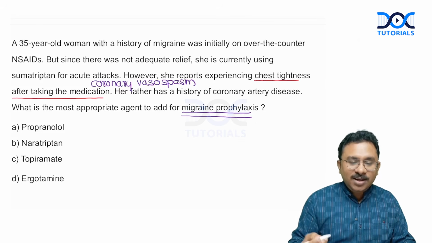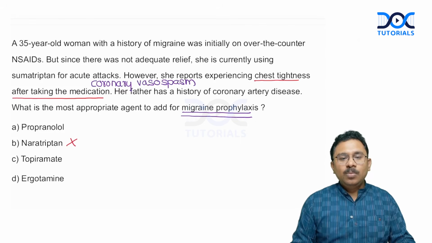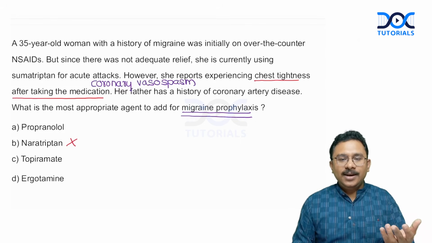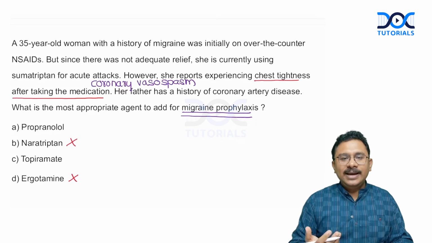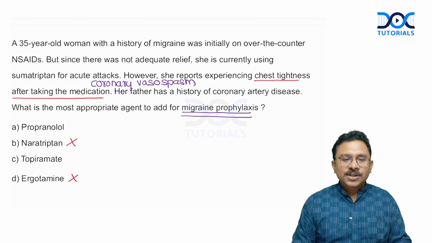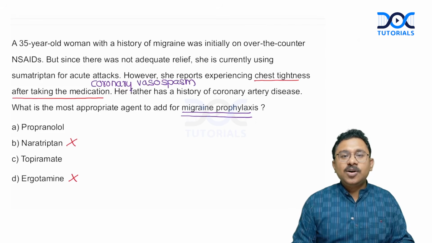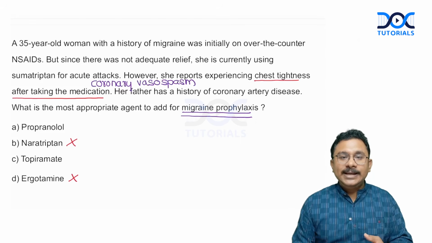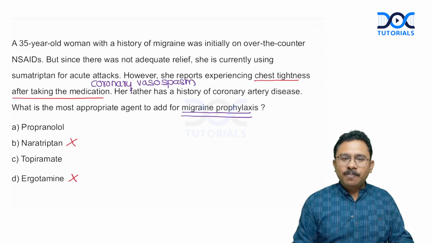So I can straight away eliminate two options here. One is naratriptan, which is another triptan, which is again not an agent for migraine prophylaxis. And ergotamine is again an agent for acute treatment of migraine and not migraine prophylaxis. I'm left with two options, propranolol and topiramate. Now, we all know that the drug of choice for migraine prophylaxis is propranolol. So, you are tempted to go for propranolol here.